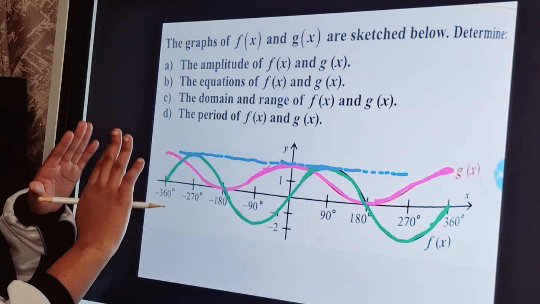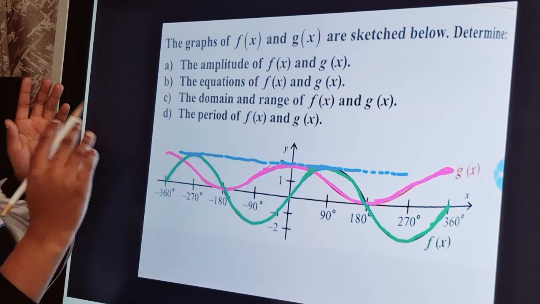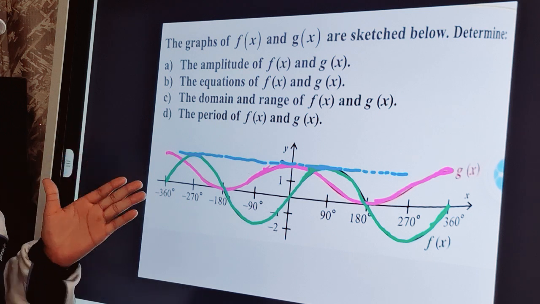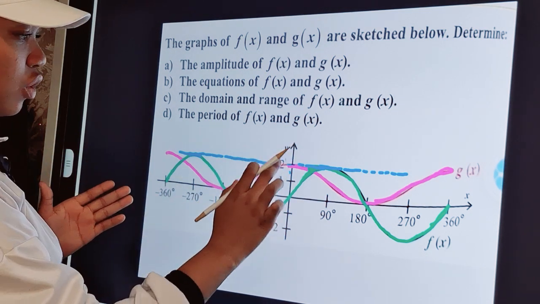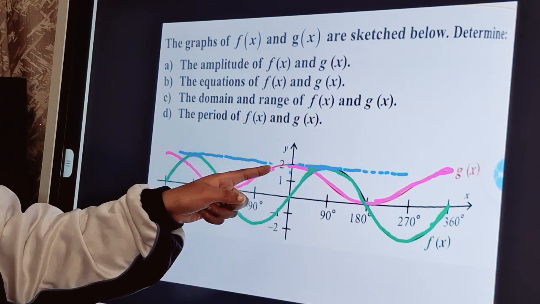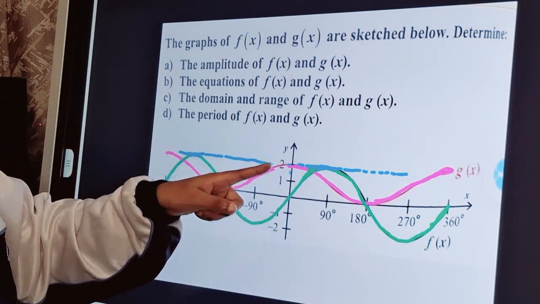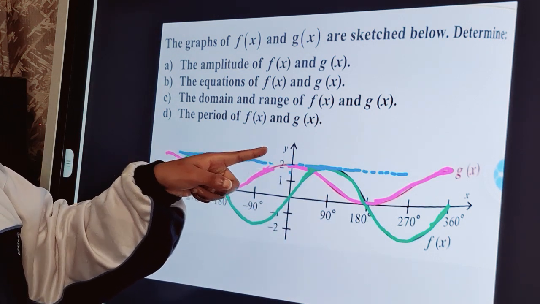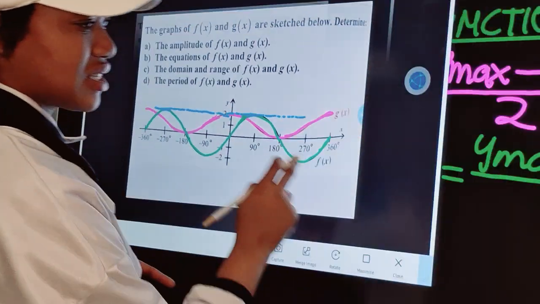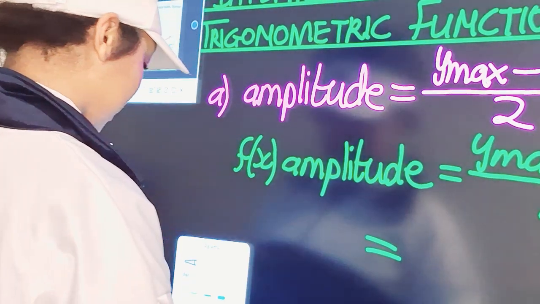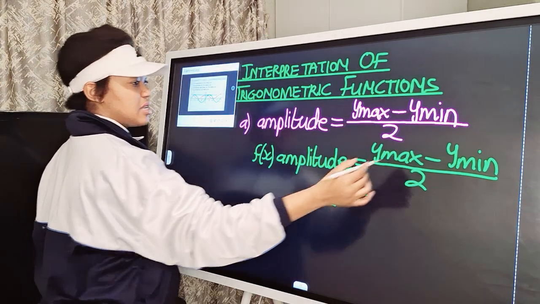Clearly, it shows 2. Let me remove this so that you can see. There are two high points on graph f(x), and both are at 2 on the y-axis. So 2 is the y max for graph f. I write 2, minus the y minimum.